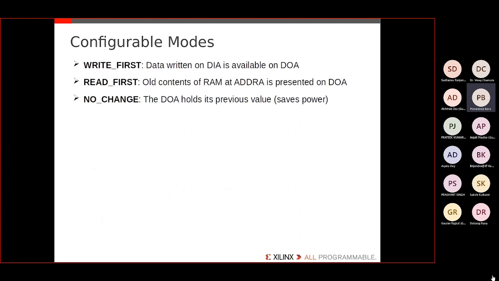Those block RAMs also have more specifications, more features, such as how I am writing onto the block RAM. With that they have three configurable modes. We have write first, we have read first, we have no change. In write first mode, you can see here, the data is written onto the DIA and it is available on the DOA. So whatever data I write onto the memory, at that instant it will be available on the output. This is write first. What is read first?